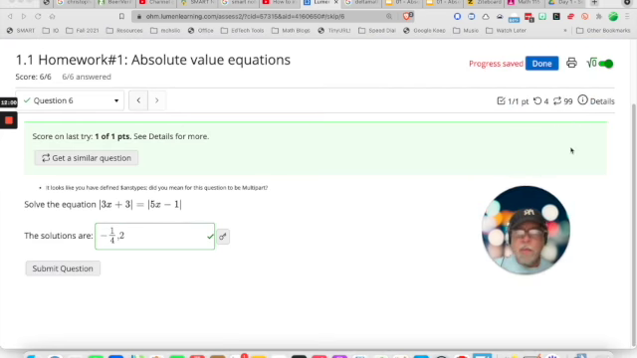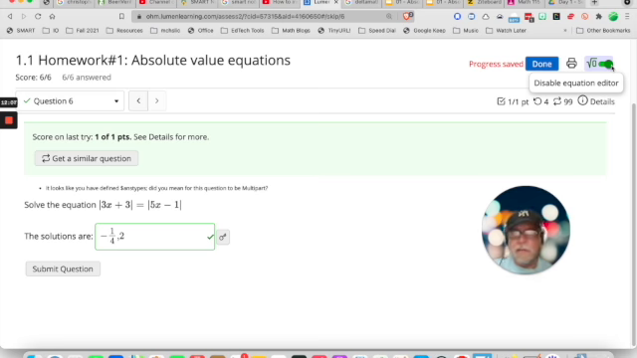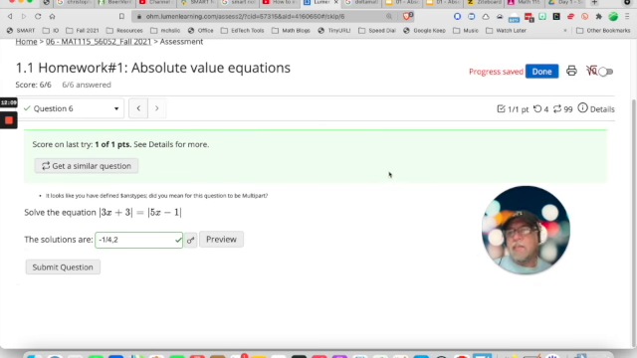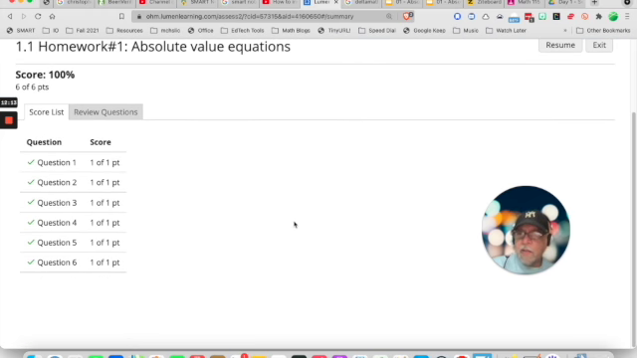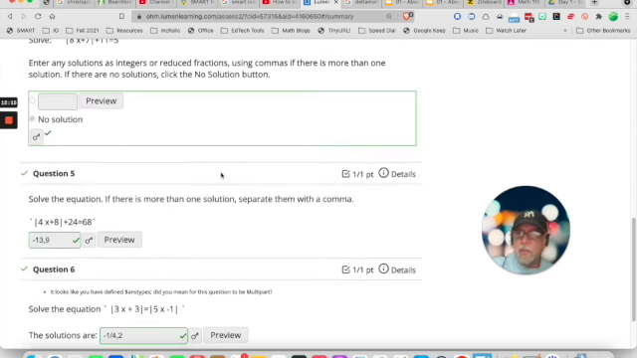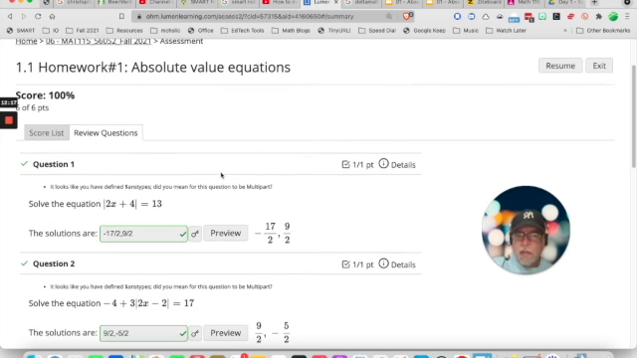By the way, if you want to get rid of that little toolbar that shows up, I find it really annoying. You can switch it off up here. Disable equation editor. I don't like it. Sometimes it's necessary, but I don't really like it. And you hit enter, and look, we got everything right. You can review the answers when you're done. You can do them again if you want to. And that's it for this one.